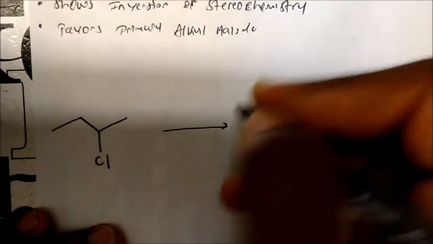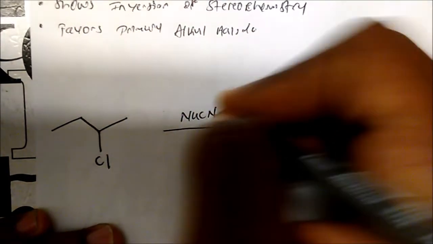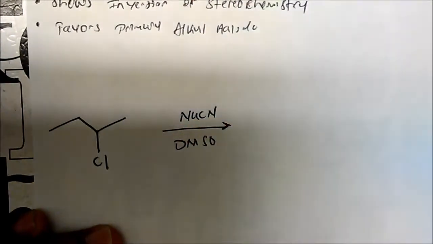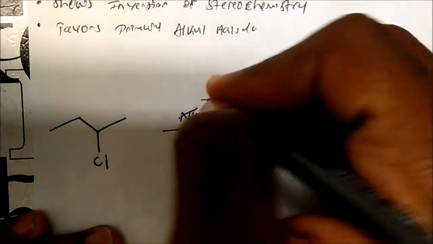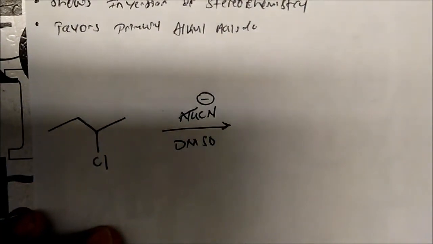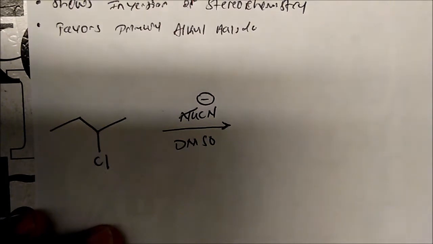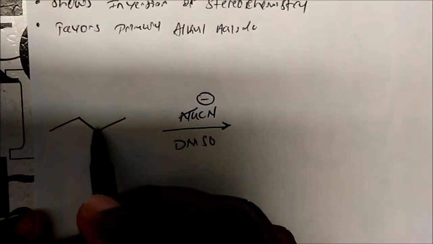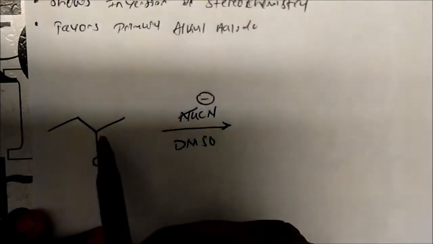So what if I have this compound here and decide to react it with sodium cyanide in DMSO, right? What will be the products? Well, again, we could cancel our sodium. This cyanide right here will be your nucleophile, right? Now notice our solvent is polar aprotic. Now we have a secondary alkyl halide here. We have one hydrogen here, so it is a secondary alkyl halide.